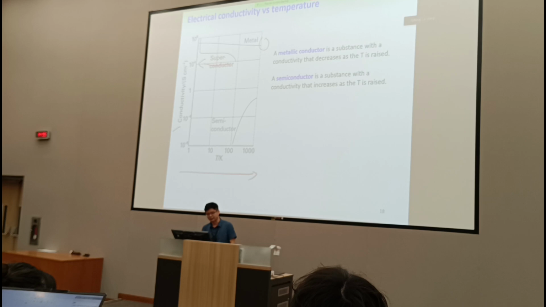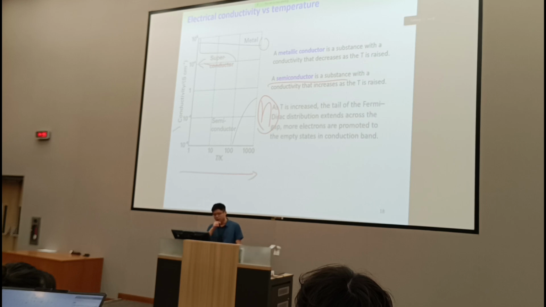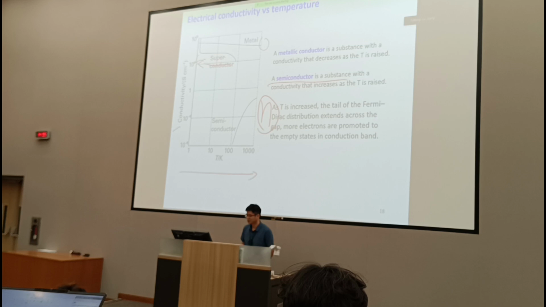But for the semiconductors, if you raise the temperature, you increase the Fermi-Dirac distribution probability. Times the density of states, you can increase the number of carriers, right? When carriers increase, they contribute to higher conductivity. That's the reason.